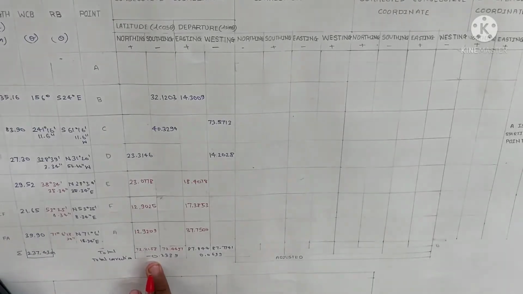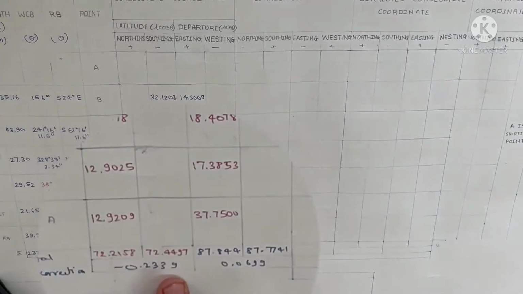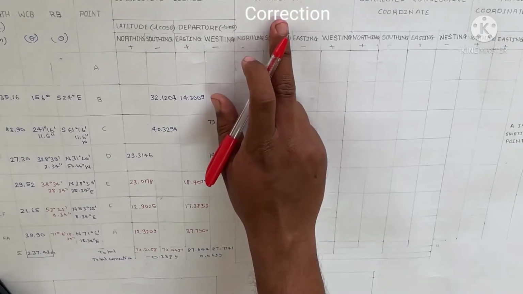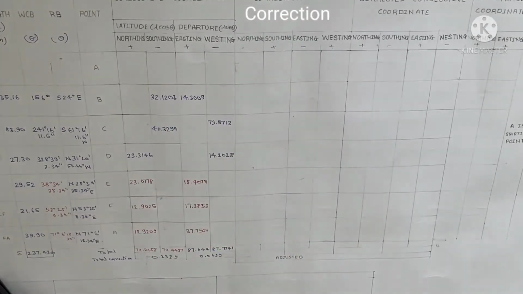The difference is correspondingly minus 0.2339 for latitude, and for the departure it is 0.0699. So we are supposed to go for the further column, that is the correction, which is nothing but balancing of the traverse.